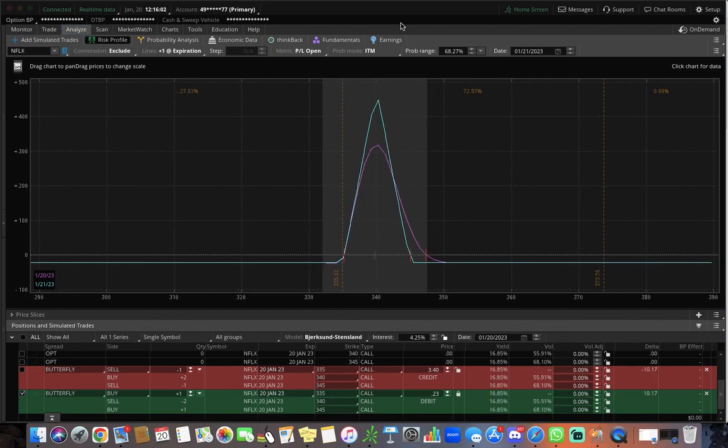I hope this information was helpful. I hope that it just expands the way that you're looking at earnings trades and how implied volatility affects the trade that you're about to take.